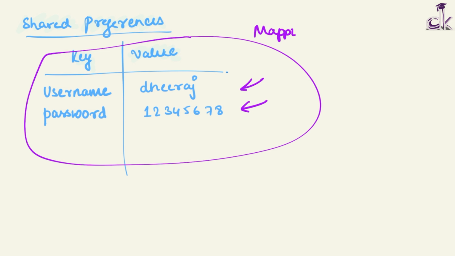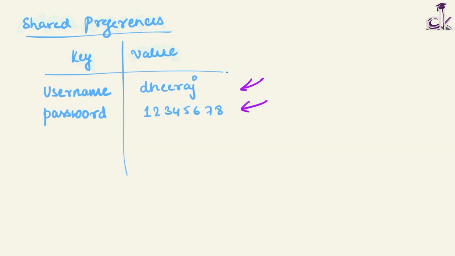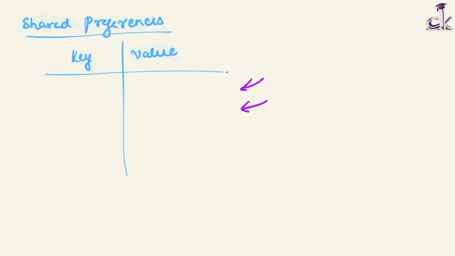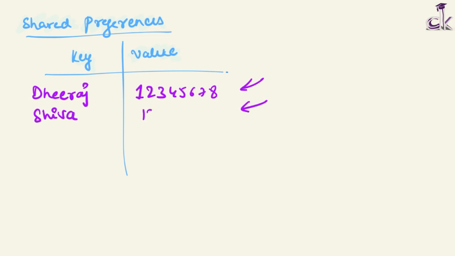So we want to create this kind of mapping again between two things, and here it's going to be multiple usernames and passwords. So what we actually want to achieve is, instead of just having one username and password, we will change this code to store it this way. I'll be storing my username, and against it I'll be storing my password, right? So whatever it is, 1 2 3 4 5 6 7 8, and then there's Shiva, and he's gonna have some password of his own, and this is how we'll be storing the multiple users into the shared preferences file.